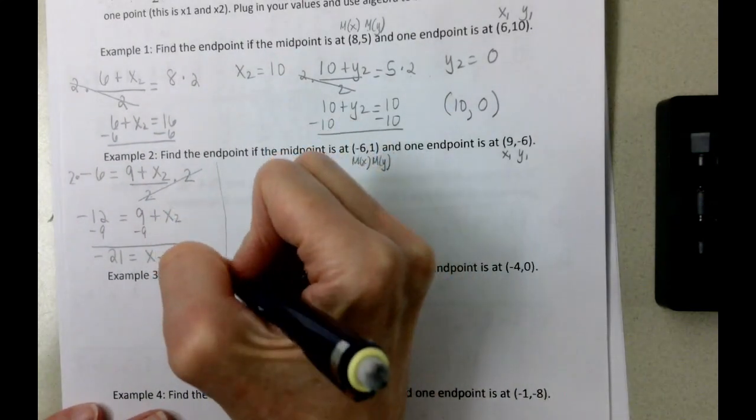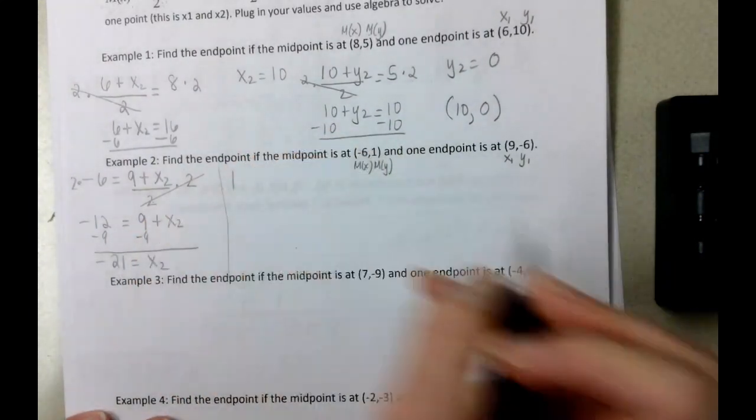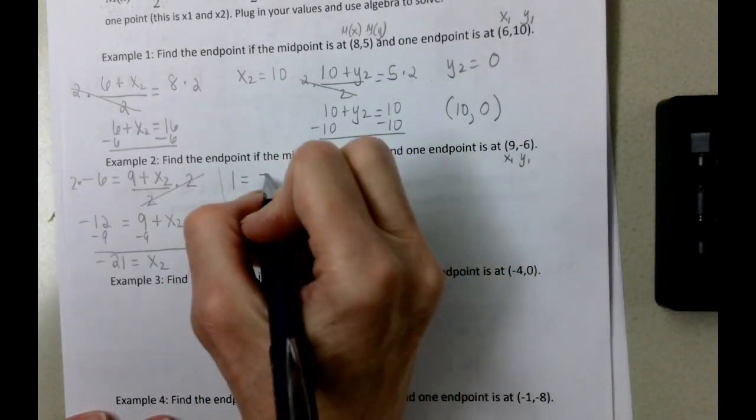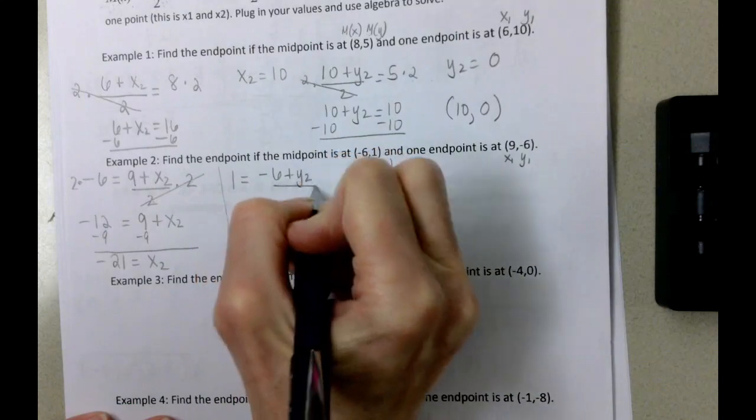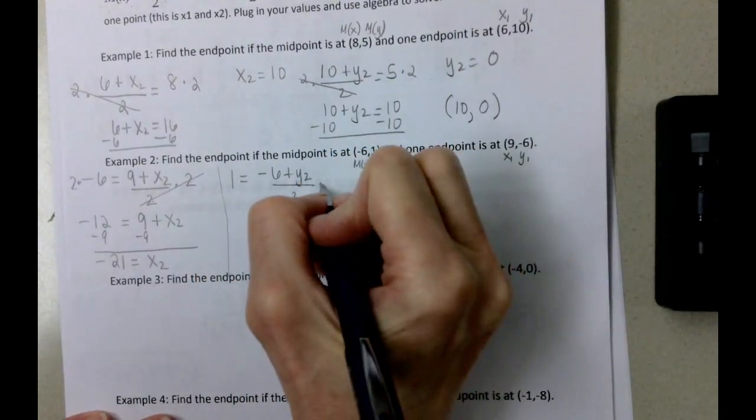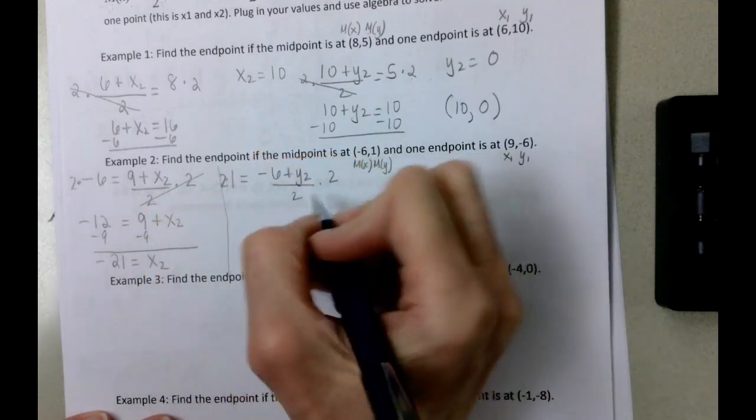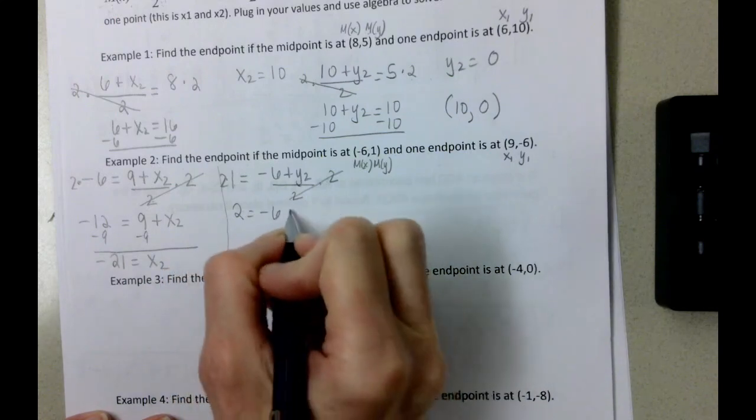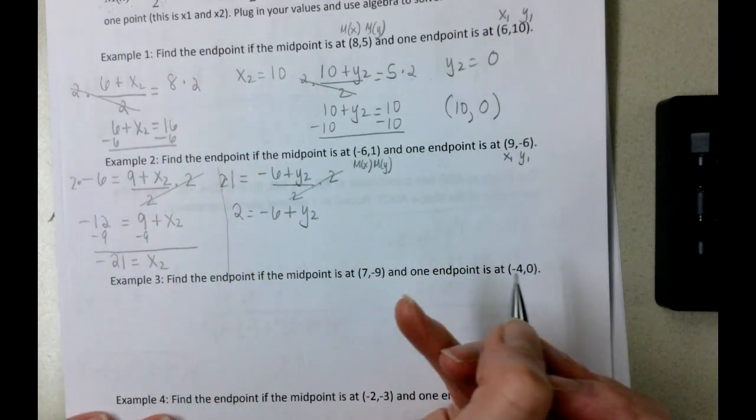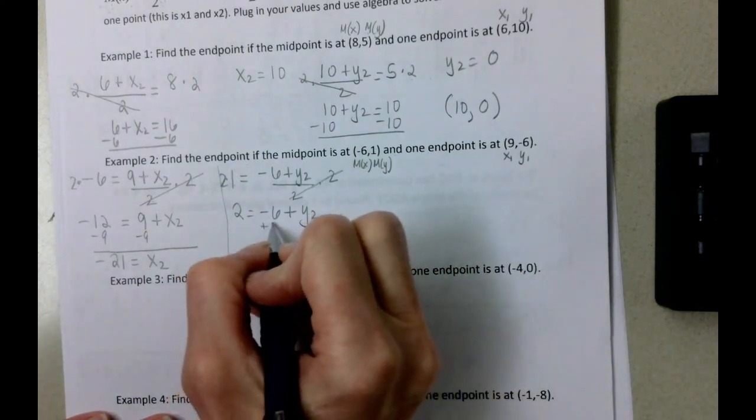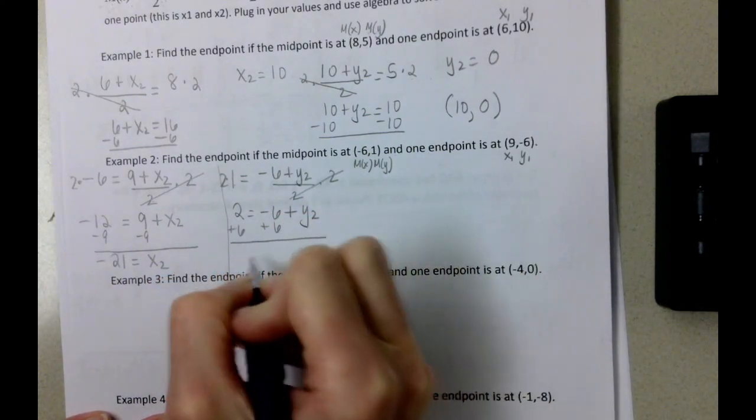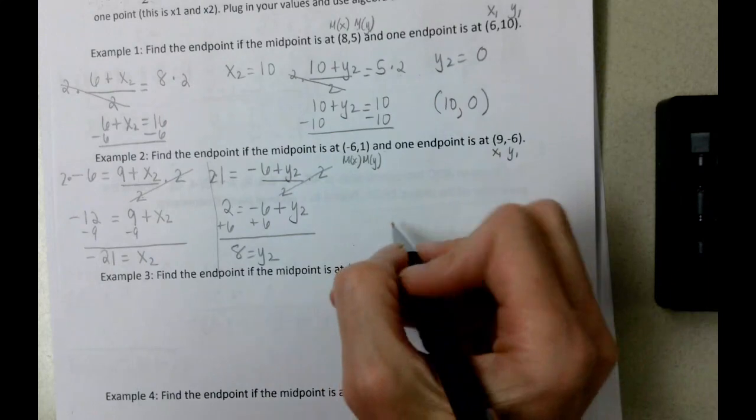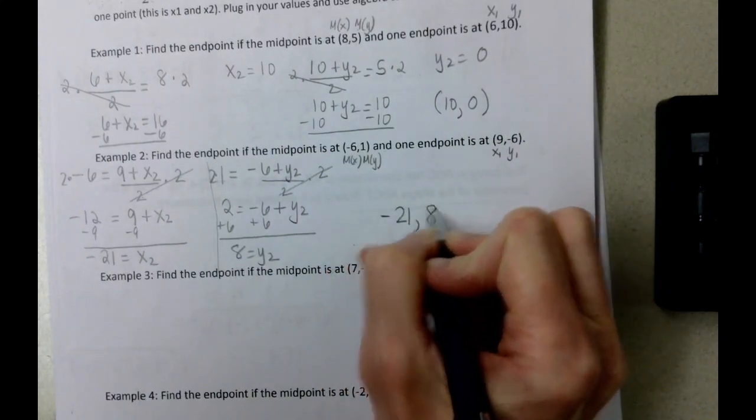Same idea with the y's. 1, there's our midpoint. The value for the y of the midpoint equals negative 6 plus y2 divided by 2. Multiply this side by 2, multiply this side by 2 to undo that division. 2 times 1 is 2. And we're still left with negative 6 plus y2 over here. Then we can add the 6 to both sides, and we get 8 equals y2. When we finish, we want to write this as an ordered pair. Negative 21, 8.